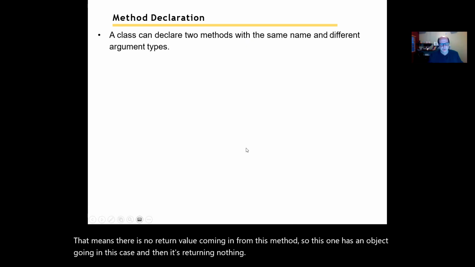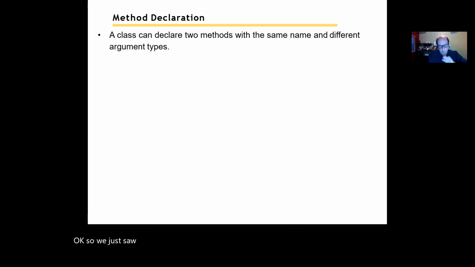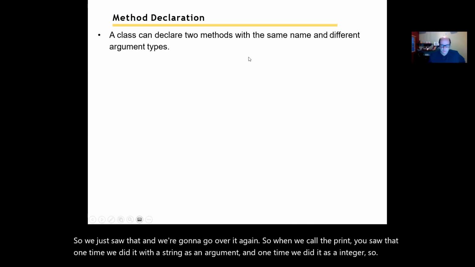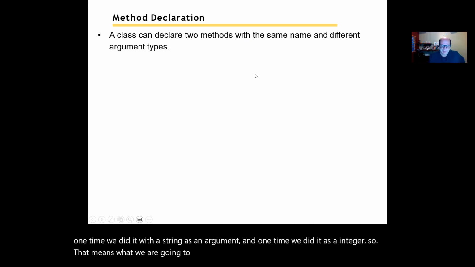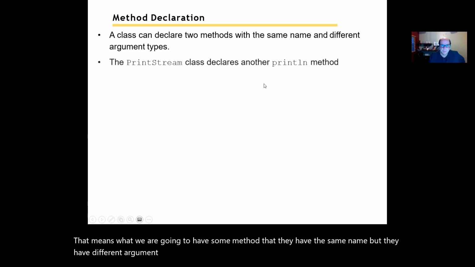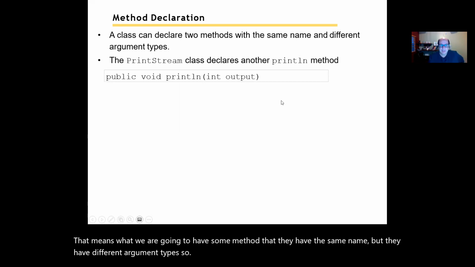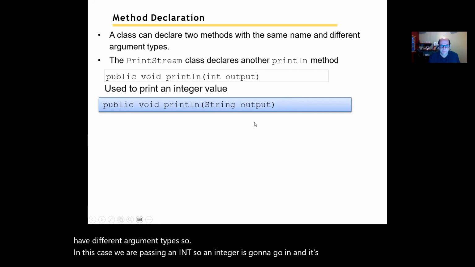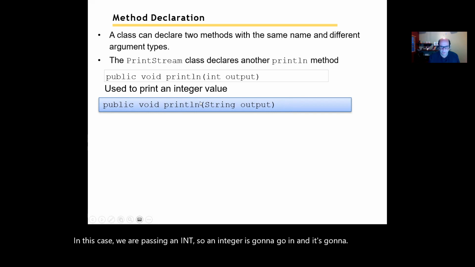Okay, so we just saw that, and we're going to go over it again. When we call the println, you saw that one time we did it with a string as an argument, and one time we did it as an integer. So that means we are going to have methods that have the same name but different argument types. In this case, we are passing an int, so an integer is going to go in and it's going to use the integer value. Then the next one is using a string, so it's passing the string.